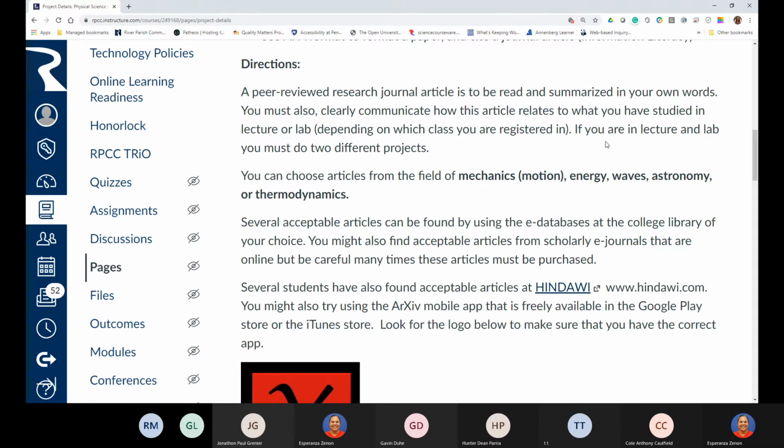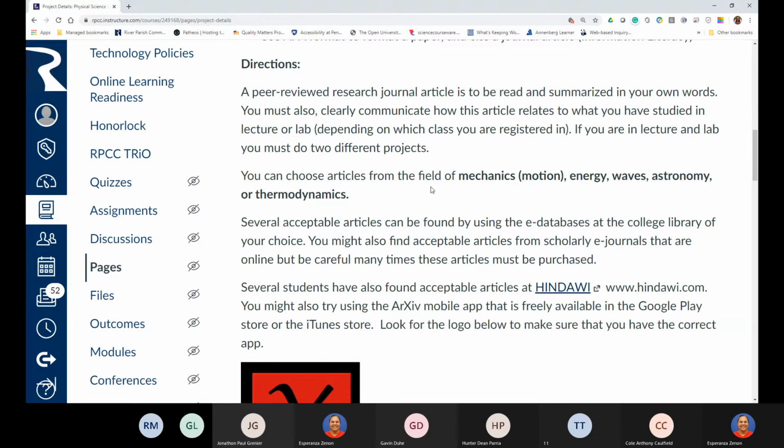But for now, I'm just trying to paint a picture in your head of what it is that you're looking for. And then, of course, if you're in lecture and lab, you must do 2 different projects. So you're looking for 2 different articles. I will not let you use the same article for both classes. You're not allowed to do that. That's why it makes sense that I'm explaining it to you at the start of week 3, because you've got to get started with this. If you're in lecture and lab, it's double the work. But you're basically just doing the same thing twice, just 2 different topics, right? That's right. The instructions are the same. You're just dealing with 2 different topics, correct?